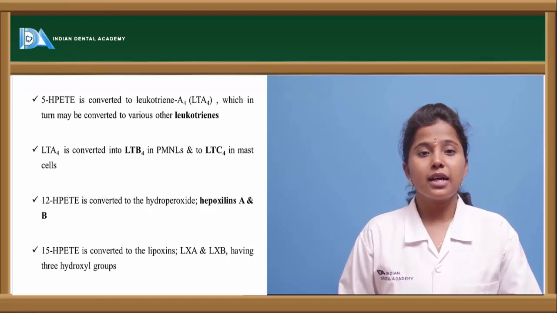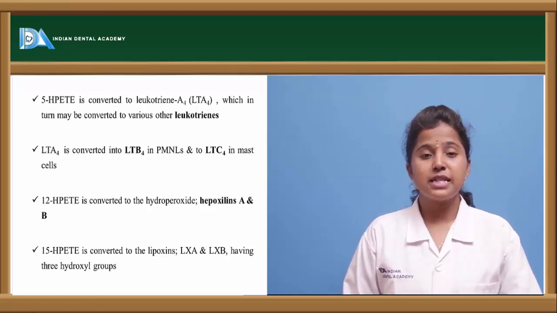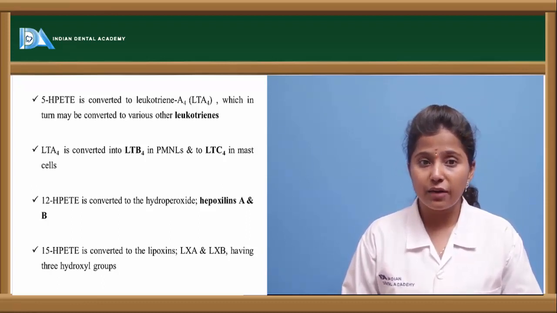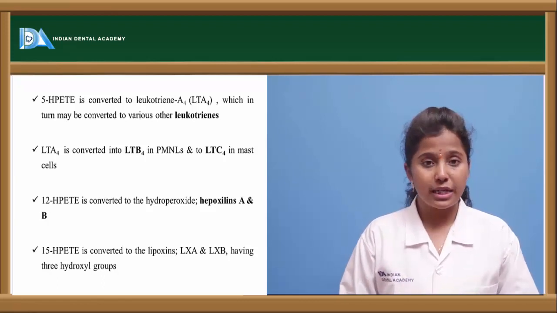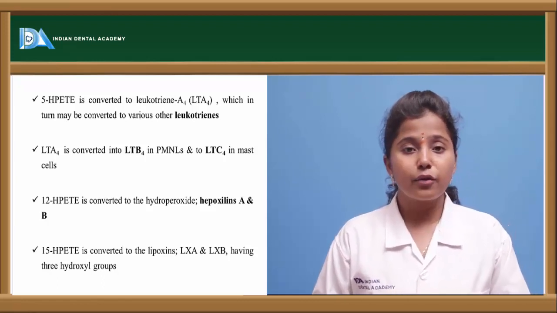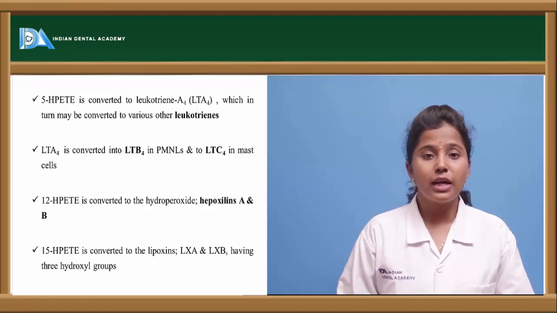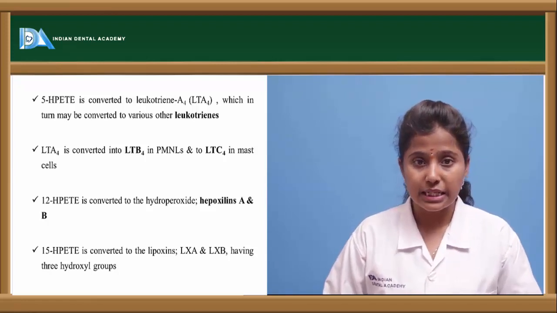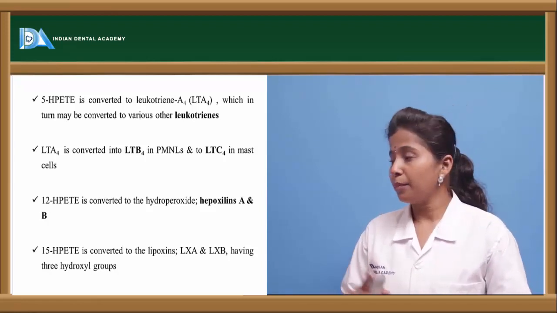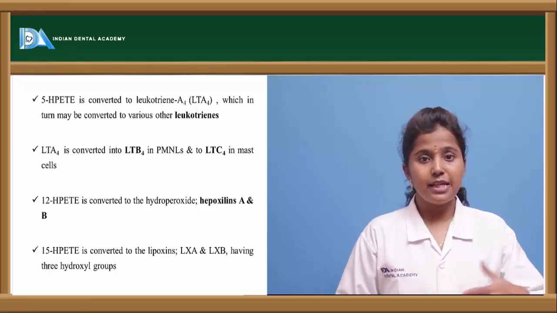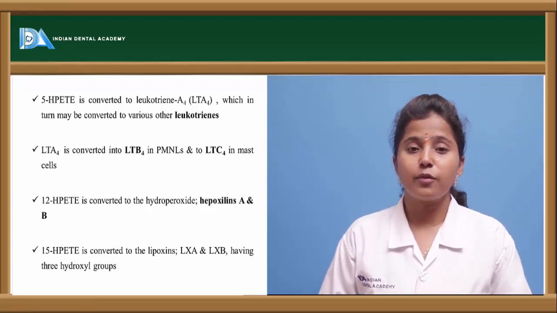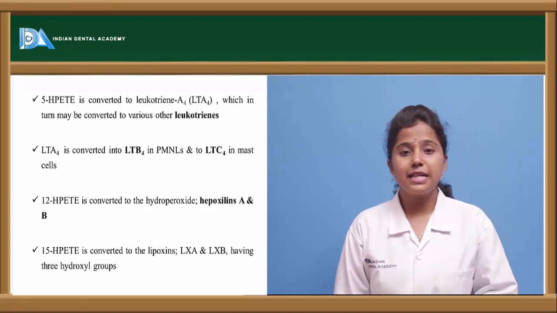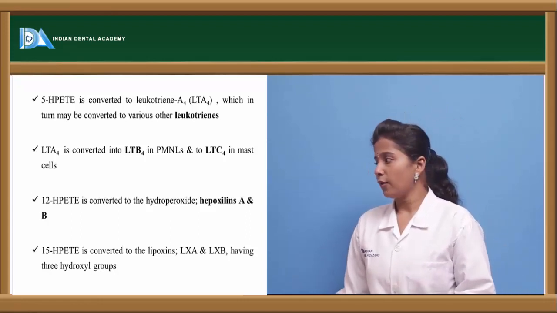So when lipoxygenase acts on arachidonic acid, initially it forms LTA4, that is leukotriene A4, and from this leukotriene A4, LTB4 and LTC4 are synthesized. These leukotrienes are formed from 5 HPETE. From 12 HPETE, lipoxins A and lipoxins B are formed.